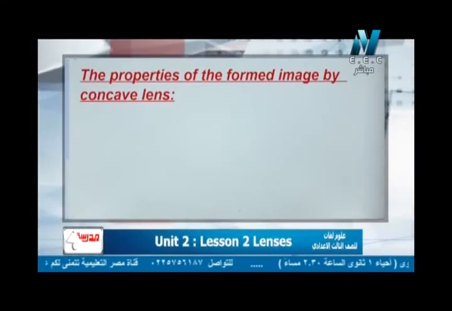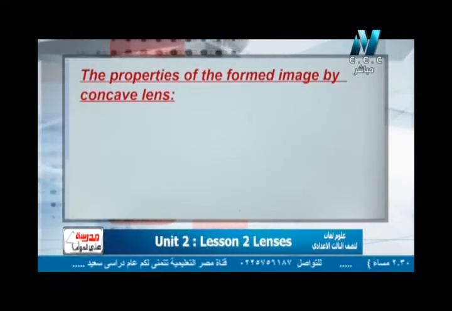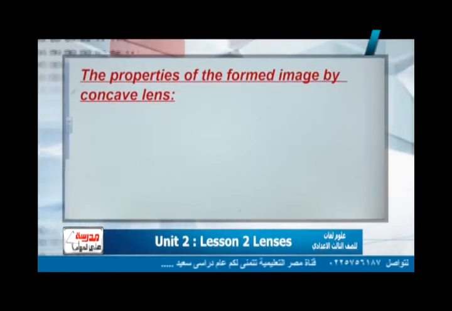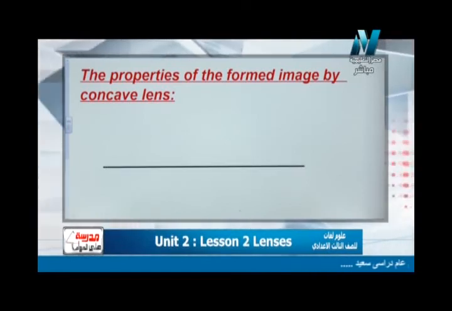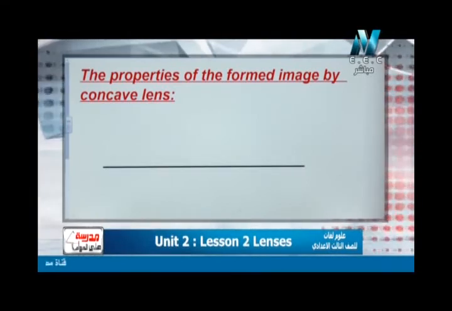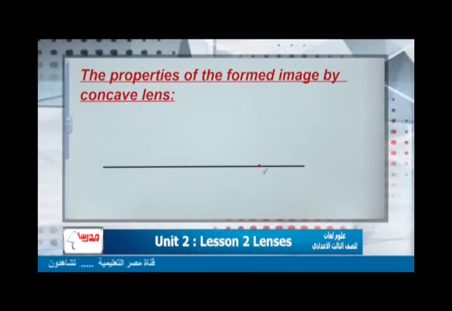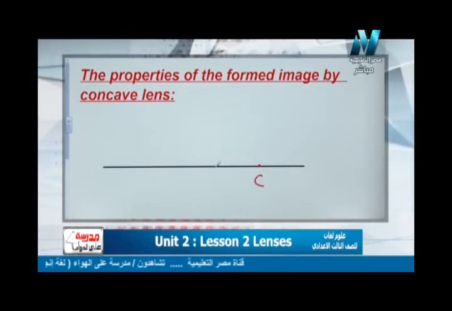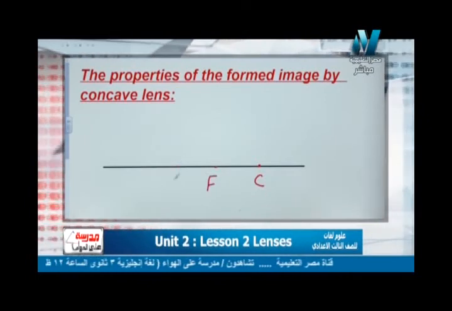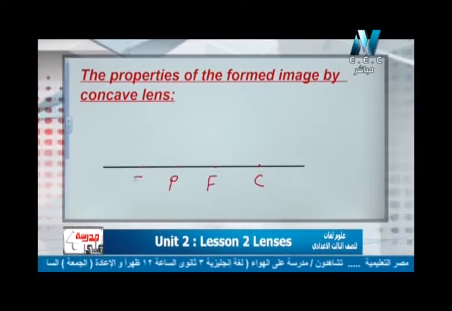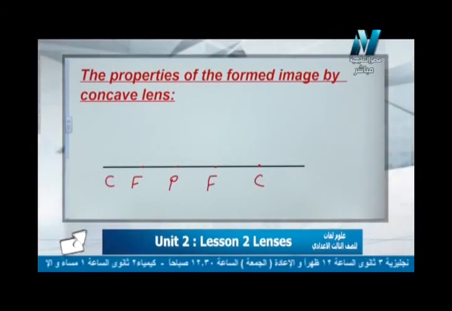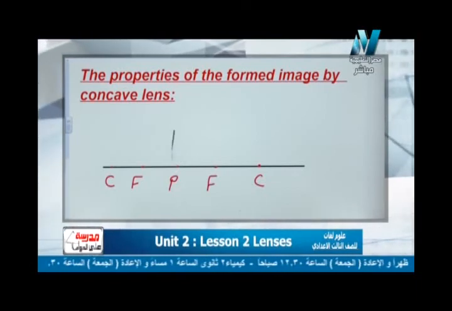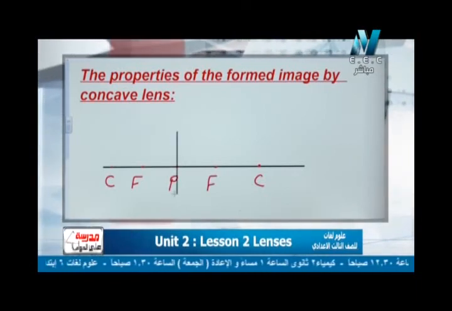So we have only one case: the image in front of the concave lens, the lens we use, for example, to treat short sightedness. So here I draw F, P, F and C by using a ruler. Then we have to draw the imaginary line in this case like that.